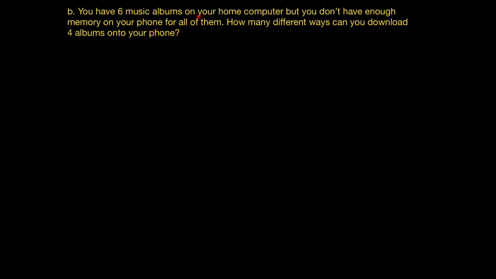So the first thing I'd like to ask myself is if the order matters. If the order matters, then that's going to tell us that we need to calculate a permutation. If the order does not matter, then we're going to have to calculate a combination. So we have to pay special attention to the context of the story. Here it says, how many different ways can you download 4 albums onto your phone? Notice here that it's not being specified that you care about what order the albums get downloaded onto your phone. You don't care which one gets downloaded first, second, or third. So here it looks like we have a combination.